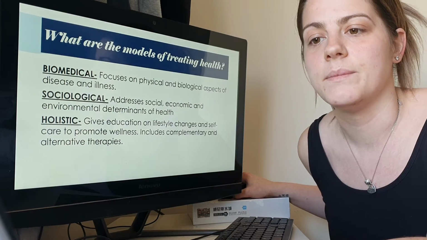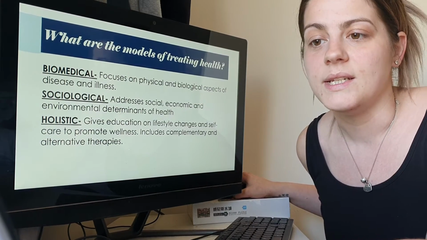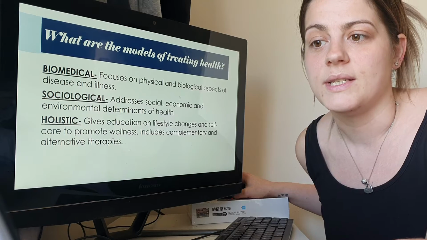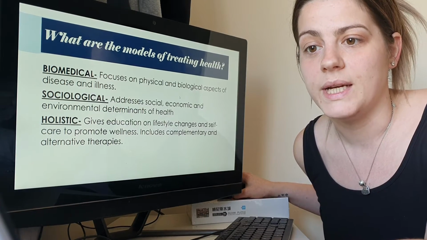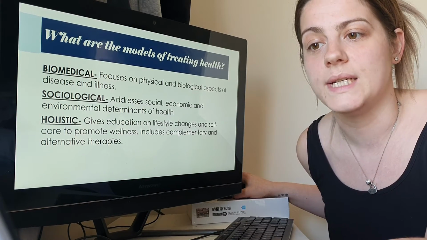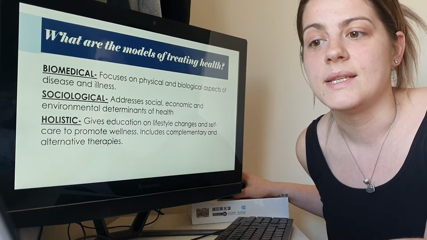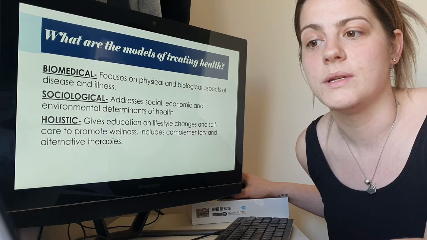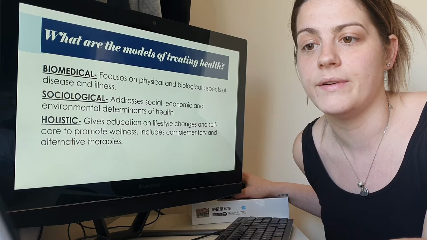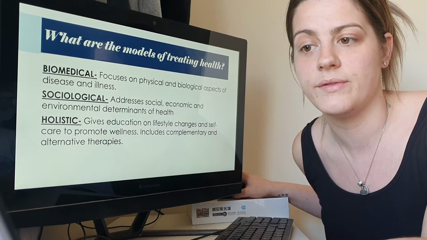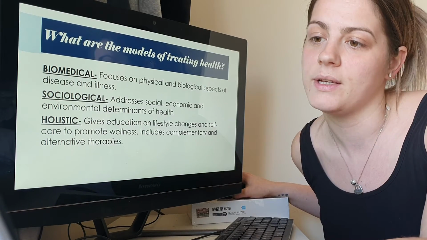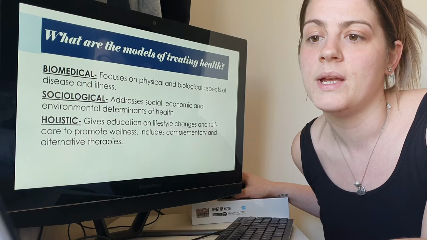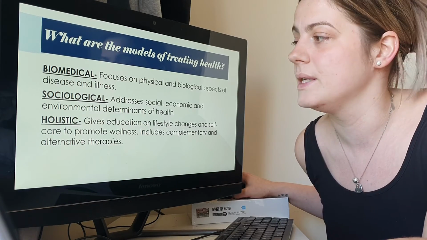And the holistic model. This educates individuals on lifestyle changes and self-care to promote wellness and good health, including things such as good diet, exercise, and psychotherapy, whilst also offering complementary and alternative therapies and treatments such as massage therapy, yoga, reflexology, and herbal medicine. It can be practiced by anyone who chooses to do so.